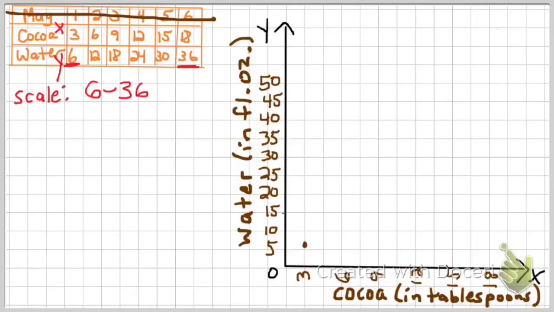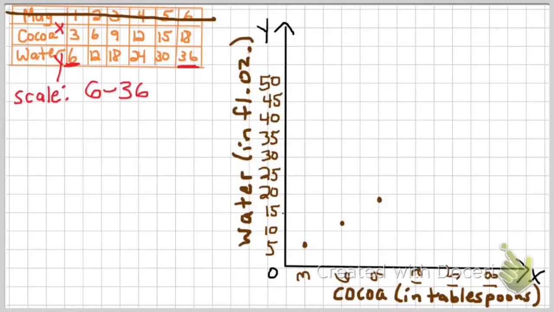Okay, now for 6 tablespoons of cocoa, I need 12 fluid ounces of water. So I find the 6, move up with my finger. I don't see a 12, but I'll stop by the 10. 12 has to be someplace between 10 and 15. And it's probably about in the center between 10 and 15, so I'll make my dot right there. Next, I have 9 tablespoons of cocoa, so I'll follow that line up with my finger. I have to put the dot at 18 ounces of water. 18 is going to be someplace between 15 and 20, about halfway, if anything, a little bit closer to the 20, so I'll put the dot right there.